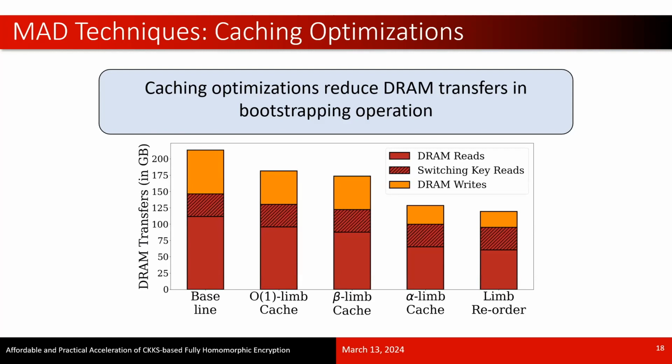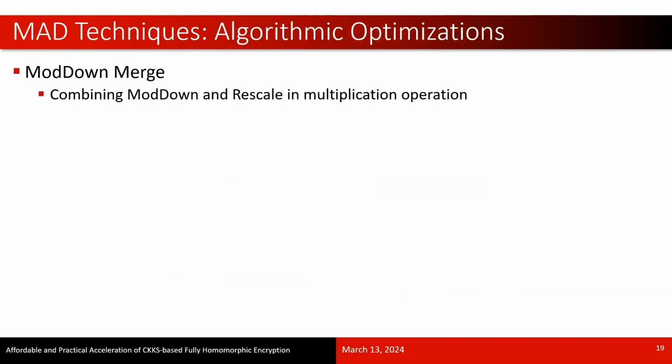And as the number of operations remains the same during all of these optimizations, we see an improvement in the arithmetic intensity. One thing to note here is that the DRAM reads and writes for the ciphertext decrease, while for the key switching keys, it remains constant because none of these optimizations reduce the key reads from the main memory. Next come the algorithmic optimizations that will reduce both the computations and DRAM accesses.